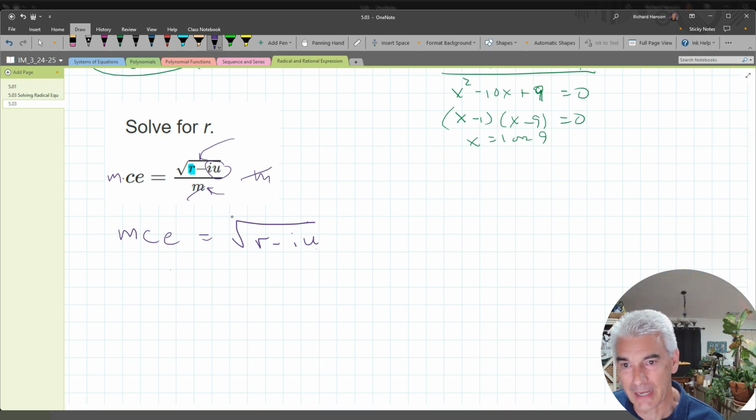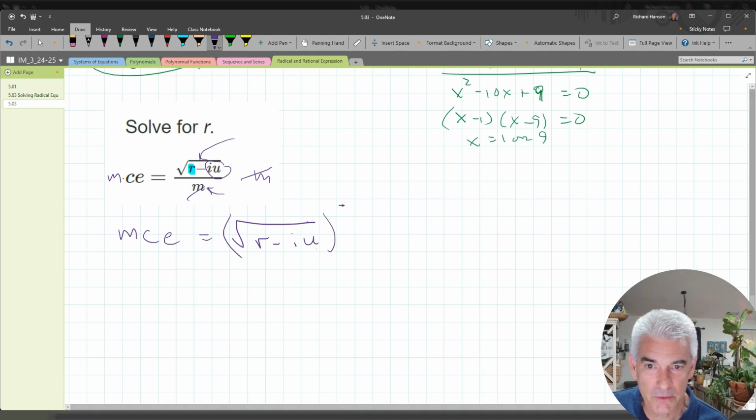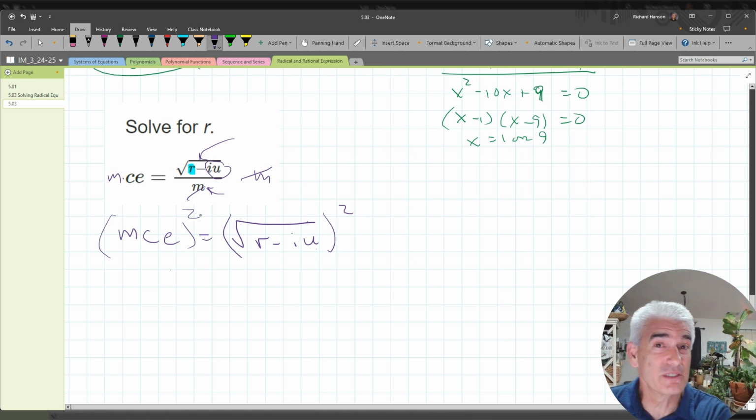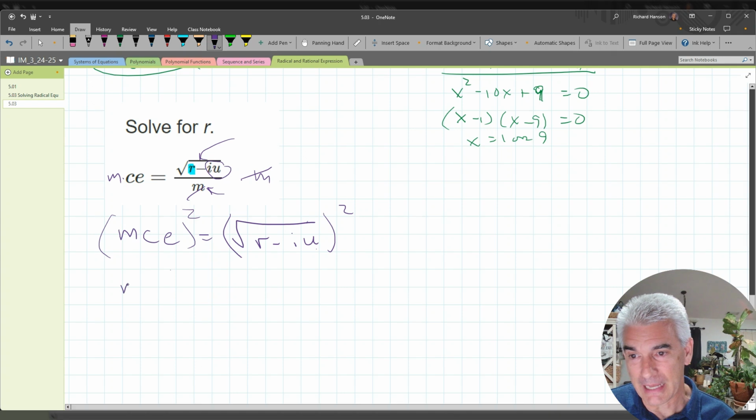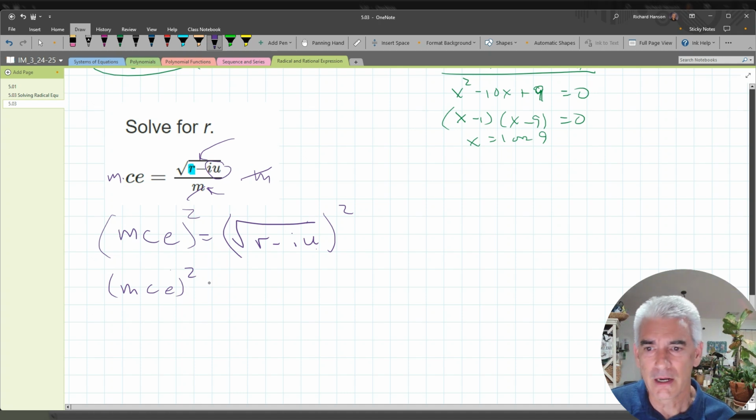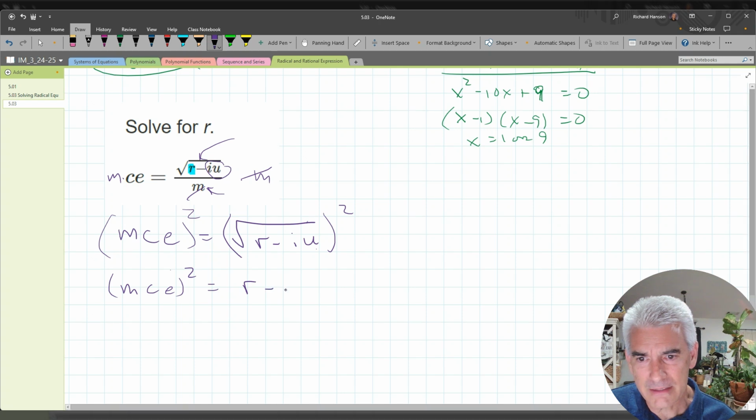So how do I get rid of a radical? Square root. I'm going to square both sides. And again, when I'm squaring both sides, I might be introducing some logical fallacy. This is a literal equation that I'm solving. So it's hard to go back and check and see if I'm getting extraneous solutions, but you may be introducing some extraneous behavior. So I get, I'm just going to leave it like this, mce squared. I could say m squared, c squared, e squared equals r minus iu.